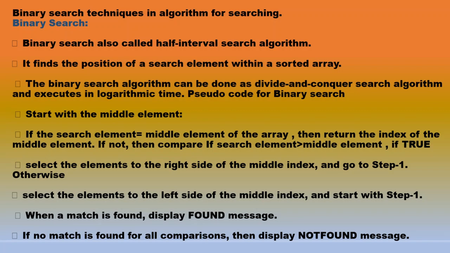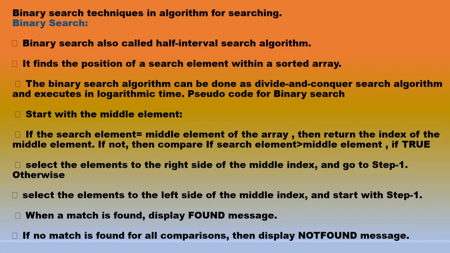So first we have to find the middle element of the array. And when we find the middle element, if the index value is not comparable to the element we are searching, then we have to go to the left side of the middle element again. If the value is comparable, then select the elements to the right side of the middle index. If the search element is greater than the middle element, then select the elements to the right side. If the search element is less than the middle element, then select the elements to the left side.